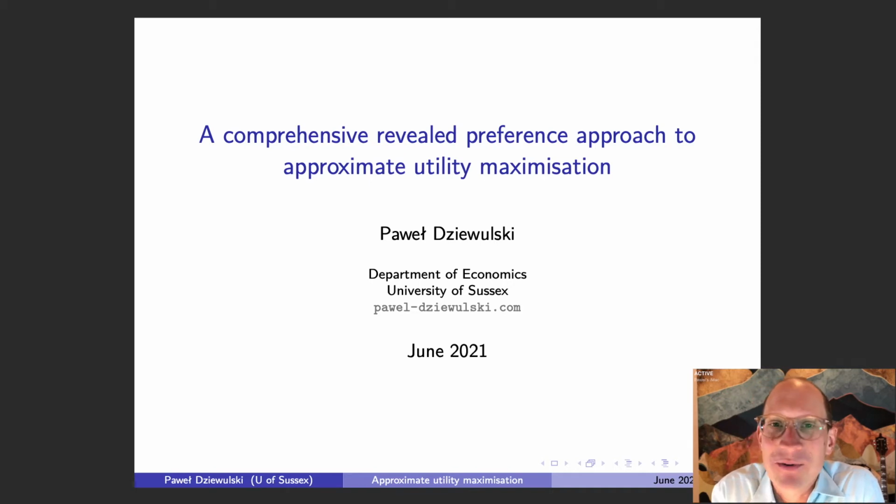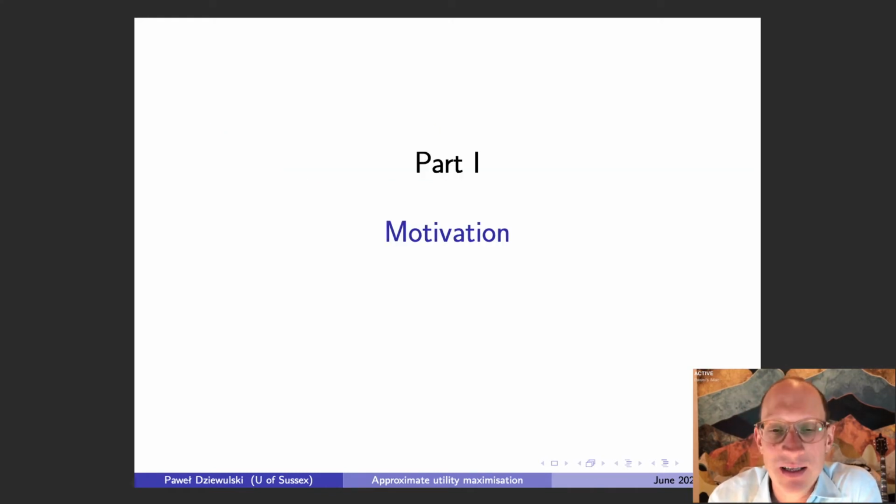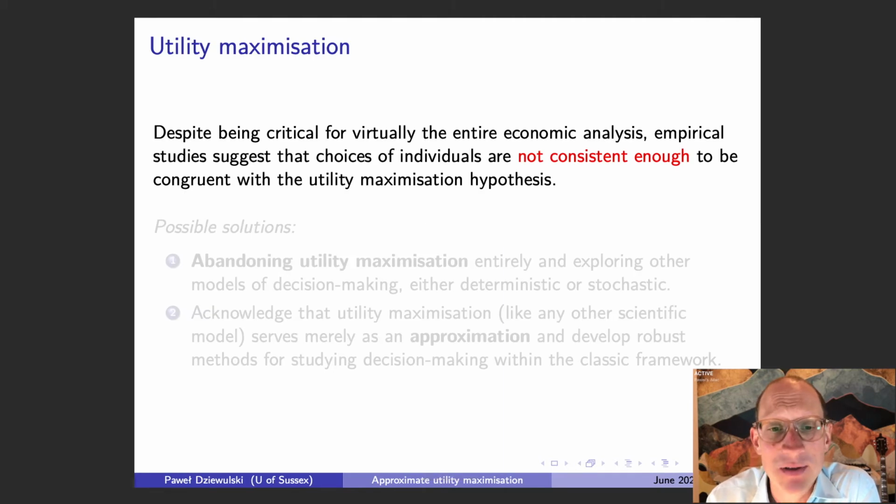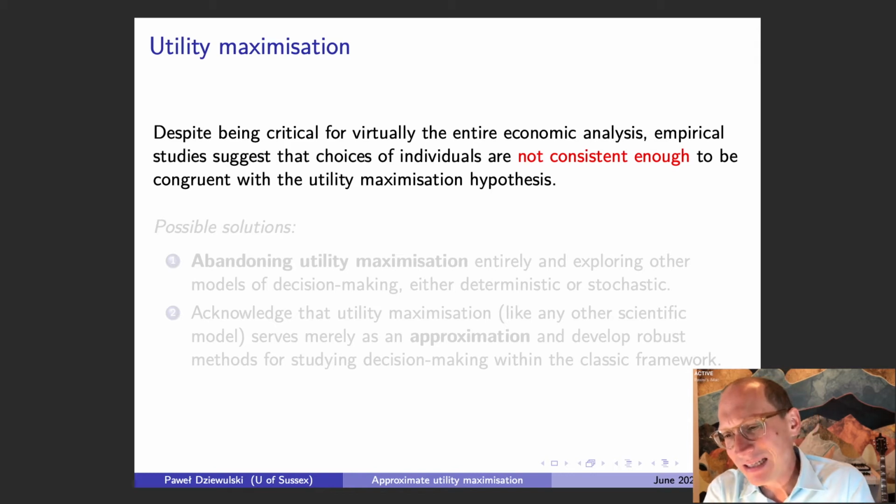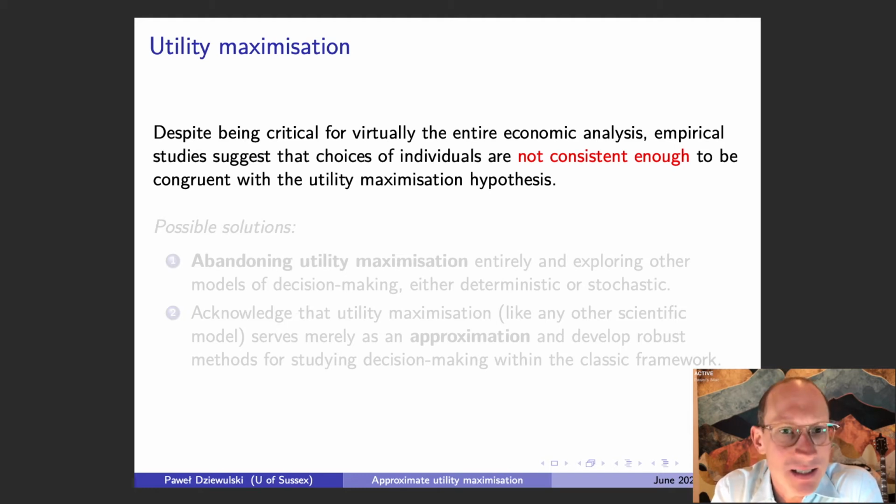So the idea of the paper is really quite simple, and it is to come up with a quite flexible method that will allow us to study utility maximization, even though the data that we have may be inconsistent with this hypothesis. Right. So maybe just to motivate what I want to talk about today: if we think about utility maximization, it's definitely one of the least controversial assumptions that virtually everybody makes in economic analysis.